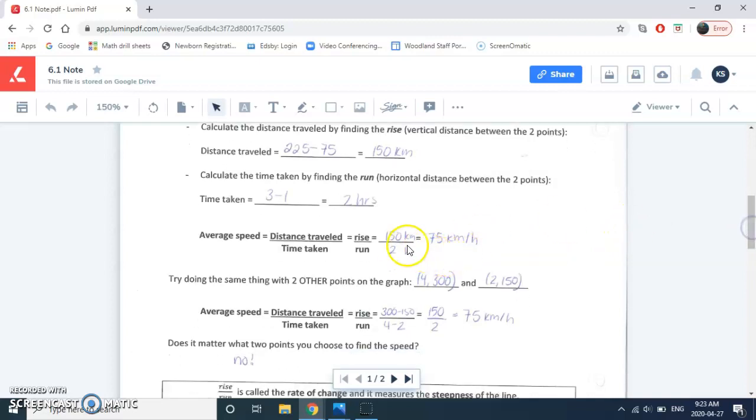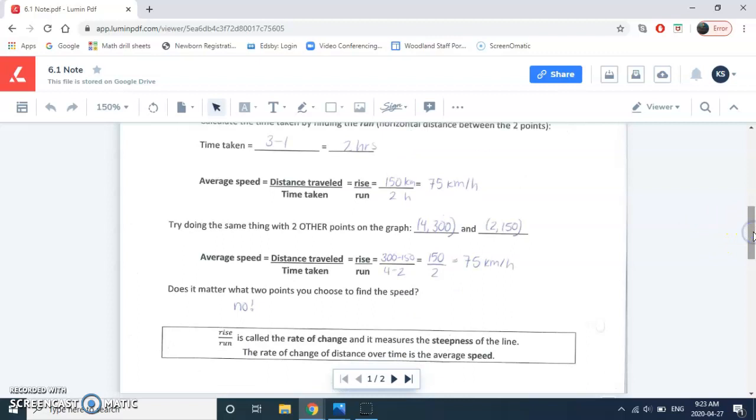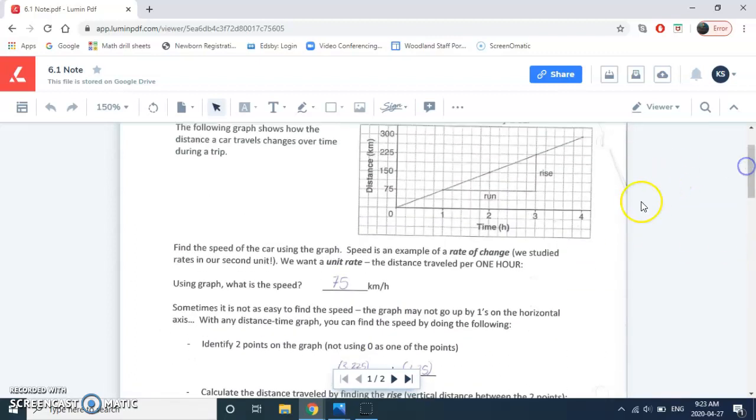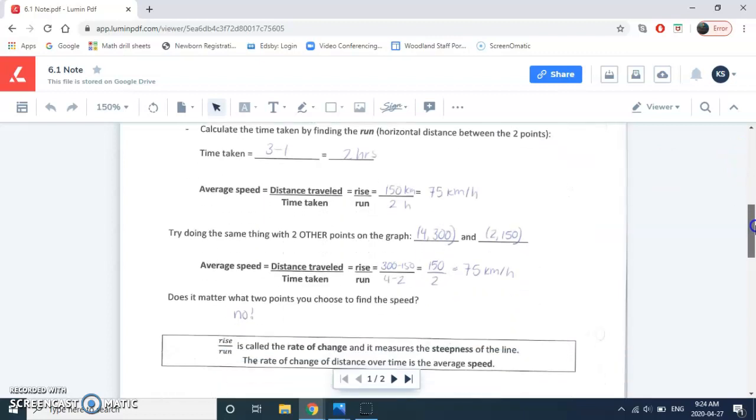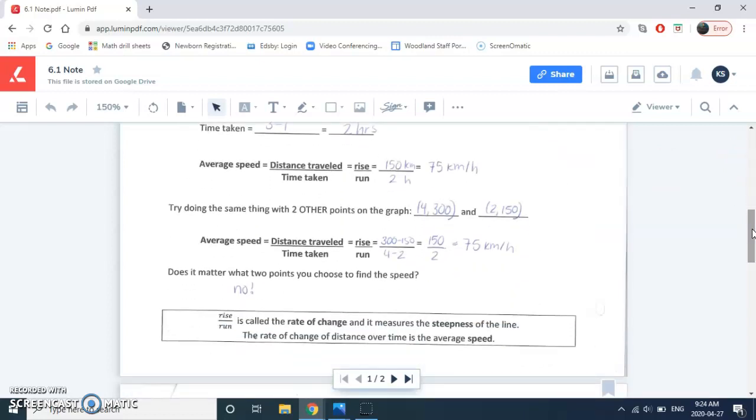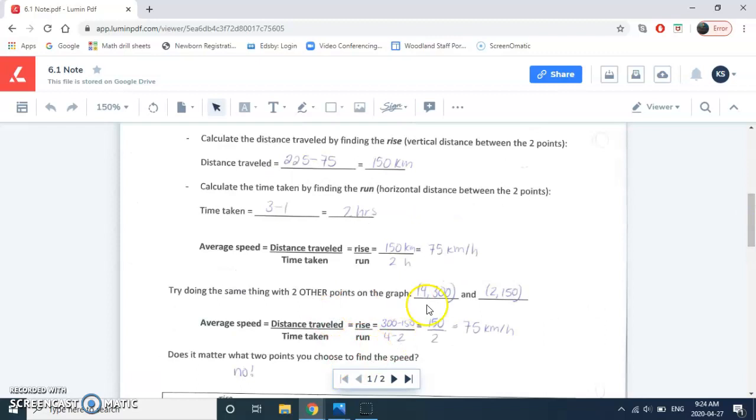So if you punch those numbers into your calculator, you should get 75 kilometers per hour, unless you mixed up on your calculator. Try doing the same thing with 2 other points on the graph. So again, we can go back up and we can use our line of best fit. We see 4 goes all the way up to 300. 2 goes up to 150. So we're going to use those numbers there. So we have 4 and 300, 2 and 150.